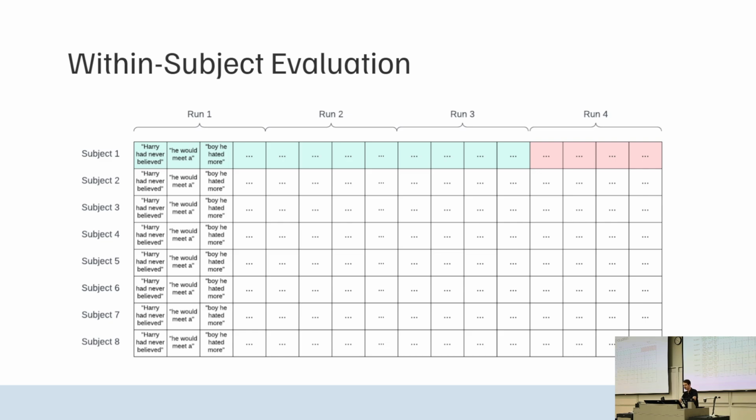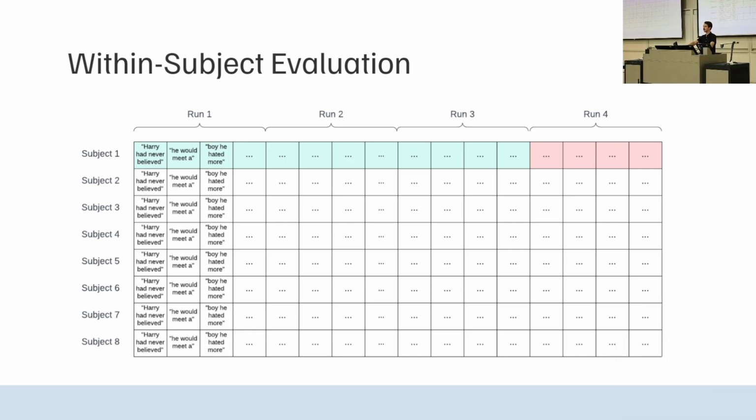The first experiment that we did with this was a within-subject evaluation. We would train a model for each of the 8 subjects in the data set. We would train the model on 3 of the 4 runs, and then test it on the run that the model had never seen before. So we're trying to predict based on data it had never seen before. We would do this for each of the 8 subjects, and then average over all those.